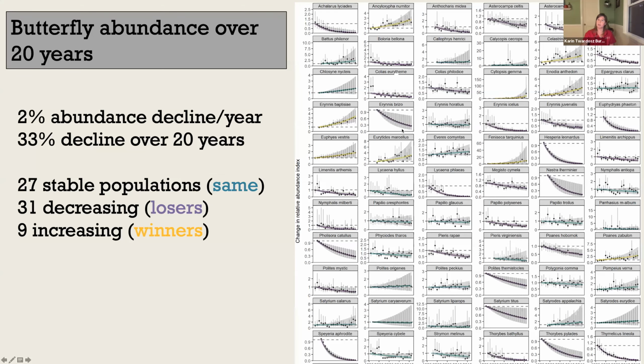On the right-hand side, I've put a summary of all of the different species here. I don't expect you to be able to read it necessarily, but it's summarized here on the left, where we have 27 populations of butterflies that are pretty stable, 31 that are losers in this situation, and 9 that are winners. And that's often the complex pattern that's happening here for these species. Certain insects are able to capitalize on human-dominated landscape and development, and those are the winners here, but many more are decreasing. And so I encourage you to take a look more closely at this paper if you're interested in looking at some of these insect species specifically.